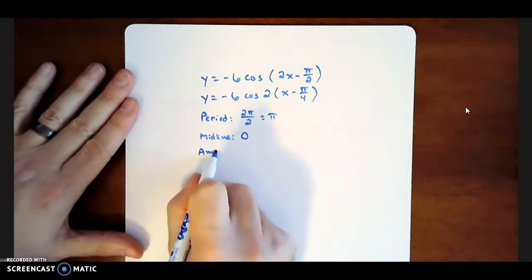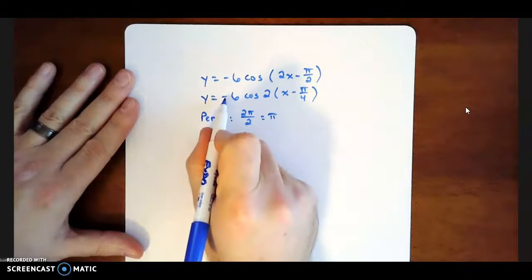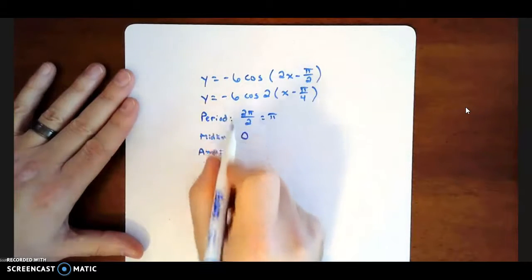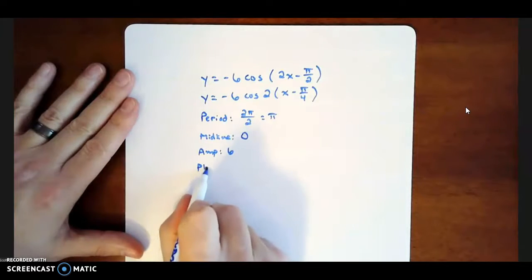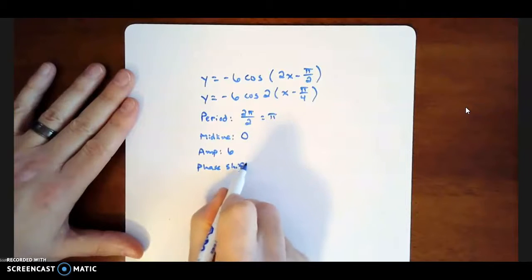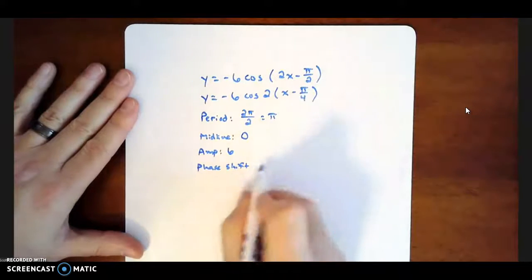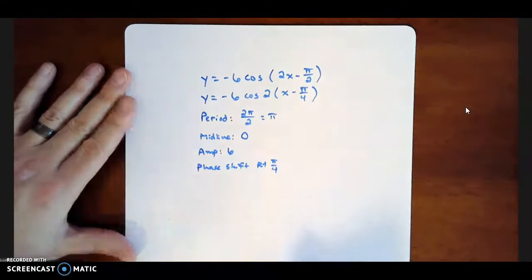Amplitude is going to be 6. The negative is going to reflect it, but I'm not going to put in a -6 for my amplitude. My amplitude is just 6. And then my phase shift is right pi over 4. Okay, so we have all our pieces.